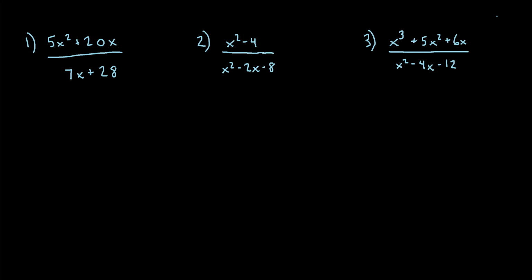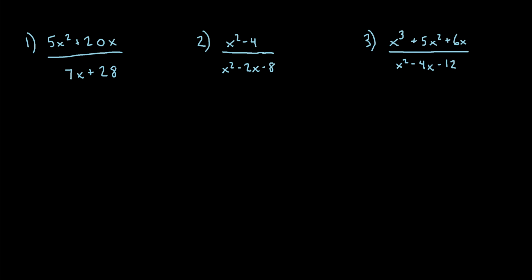In this video, I will explain how to simplify rational expressions. So I have three examples for us to work through here. To simplify a rational expression, that means we need to factor the numerator and factor the denominator, and then cancel out common factors. So let's take a look at the first example.